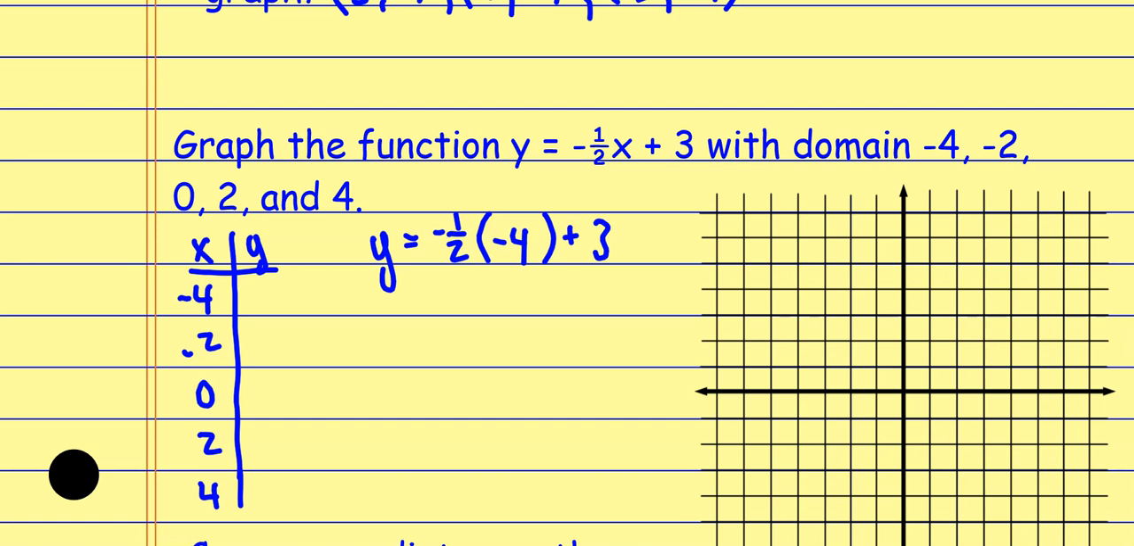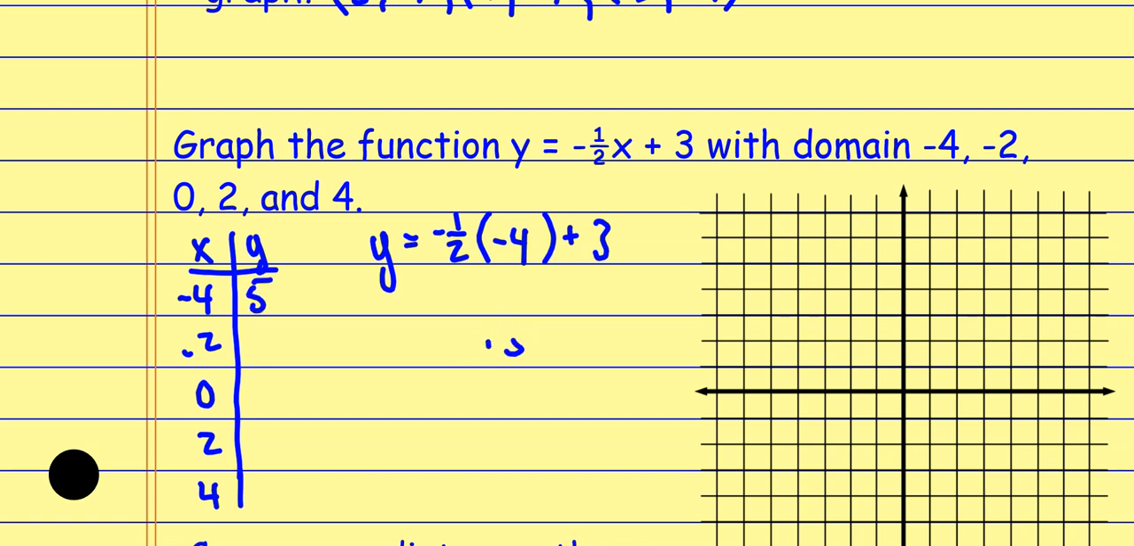Just a reminder, a fraction bar is a division sign. So times -1/2, that's just saying, hey, divide by -2. That's what a fraction is. It's a division sign. It's saying divide by -2. And so when you do this, divided by -2 is a +2 plus 3 is a 5.